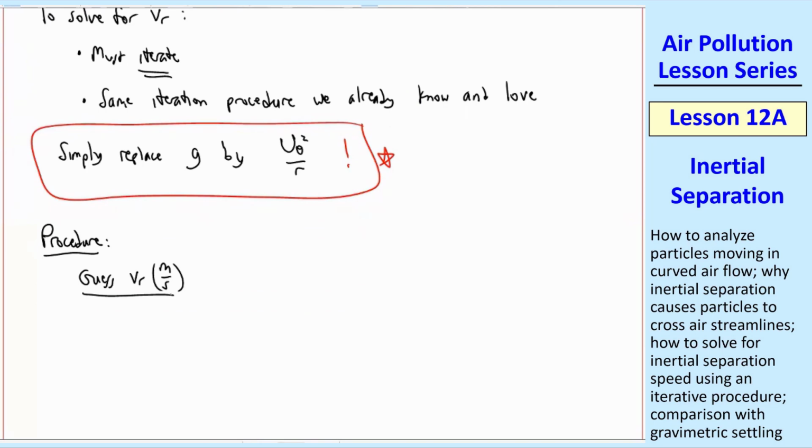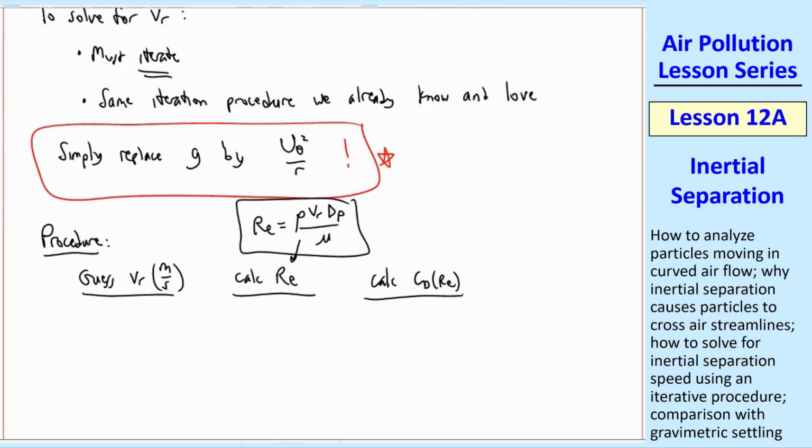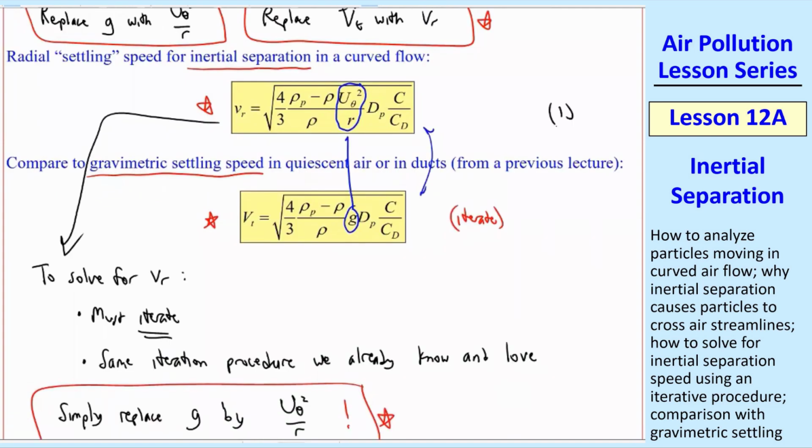First, you guess VR in meters per second. Calculate the Reynolds number, which would be rho VR dP over mu. We're replacing VT with VR now, so that's the Reynolds number you use. Calculate CD at this Reynolds number using the Morrison equation, and then use equation 1 to get a new VR, where I'll call this equation 1.